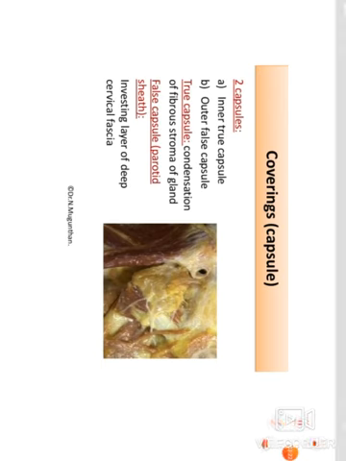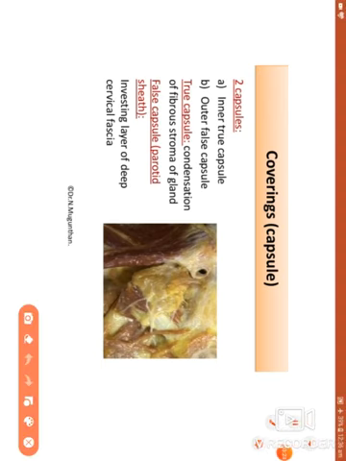Now the coverings of this gland. The parotid capsule is the thickening of the connective tissue of the gland. Exteriorly it thickens and forms the parotid capsule, the true capsule. Also the deep fascia of the neck forms the false capsule. So that's about the coverings of the gland. Here you can see the parotid capsule.